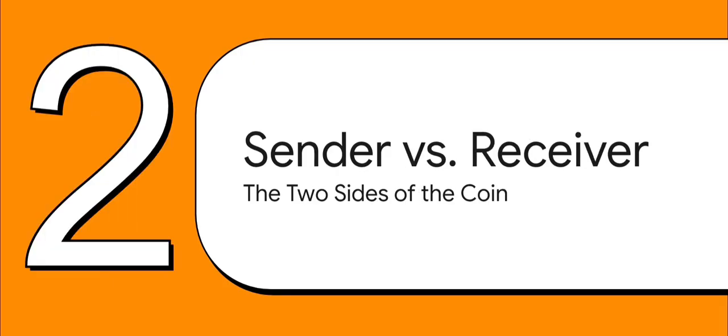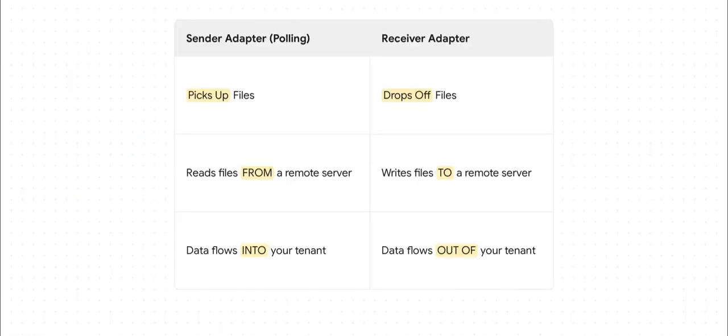When you set up this adapter, the very first question you have to answer is always the same. Are you picking data up or are you dropping it off? Let's take a look at exactly what that means. The best way I've found to think about this is like a secure courier service. The sender adapter is the courier that drives out to some remote server, picks up a specific package, a file, and brings it back into your SAP system. The receiver adapter does the exact opposite. It takes a file from your system and securely drops it off at that remote location. It really is that simple. Are you picking up or are you dropping off?